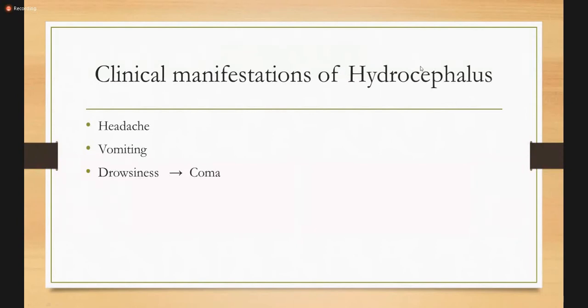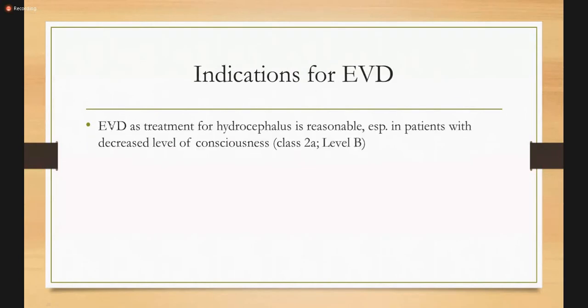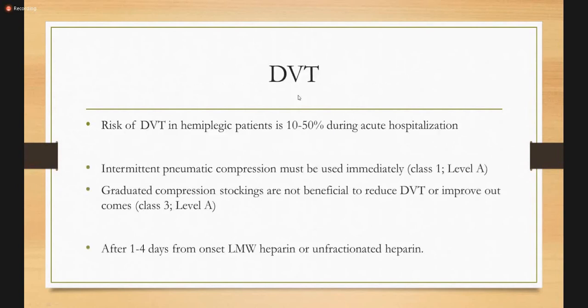The manifestations of hydrocephalus: it will present with headache, vomiting, and drowsiness leading to coma. So, in this case, the treatment of the hydrocephalus is the CSF shunt process. Either the ventriculoperitoneal shunt or the EVD should be placed in a patient with a decreased level of consciousness.